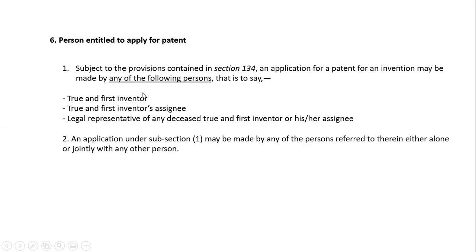We have already discussed the true and first inventor, assignee of that, and legal representative. Now, section 6 subsection 2 says that an application under subsection 1 may be made by any of the persons referred to therein, either alone or jointly with any other person. मतलब हम ये नहीं कह रहे कि एक ही बंदा कर सकता है. आप जॉइंट में, मतलब एक या दो बंदे या 3 बंदे, कंबाइन एप्लीकेशन फाइल कर सकते हो.